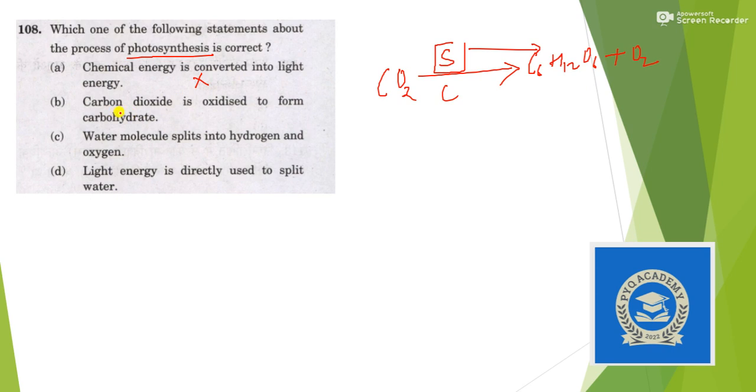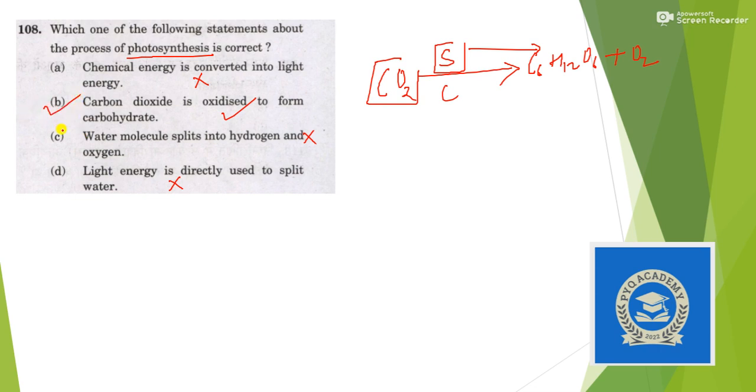Next: carbon dioxide is oxidized to form carbohydrate. Yes, this is the correct option. Next option: water molecule splits into hydrogen and oxygen. No, this is totally wrong. Light energy is used, but not directly to split water. So the answer is option B.